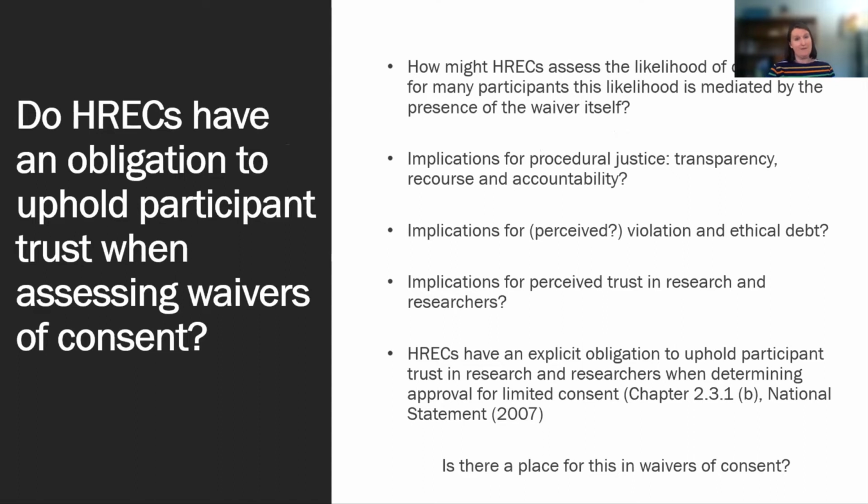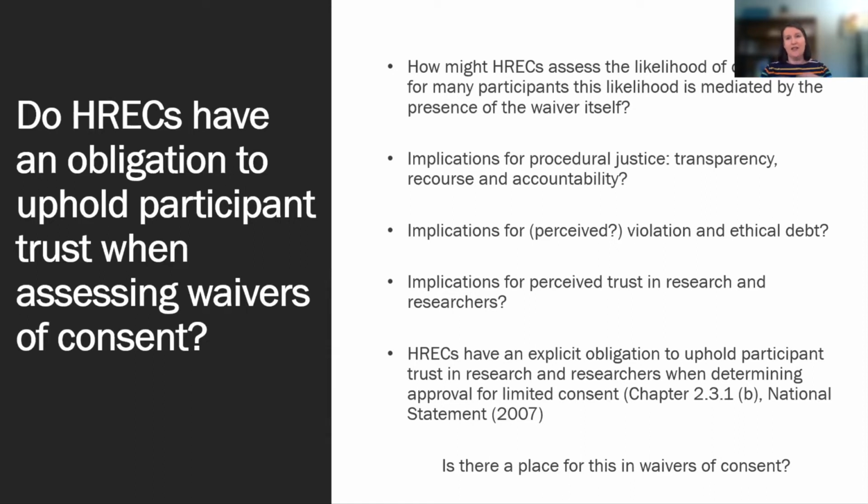Now, as I said, this is extremely early and preliminary findings, so I haven't gone a long way into detailed implications for regulation and for ethical review of research. But I do have a few questions that I would like to continue to think about here. The first is how might human research ethics committees be able to assess the likelihood of this consent in order to grant that waiver of consent, when for a not insignificant proportion of participants, this likelihood of consenting to genomic data sharing is directly mediated by the use of the waiver itself.